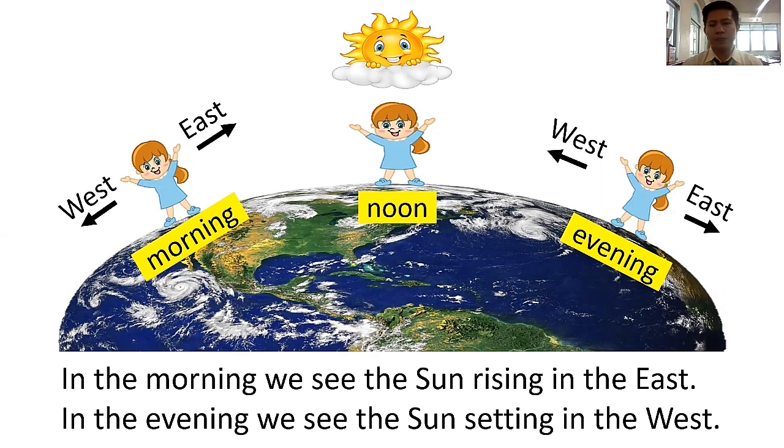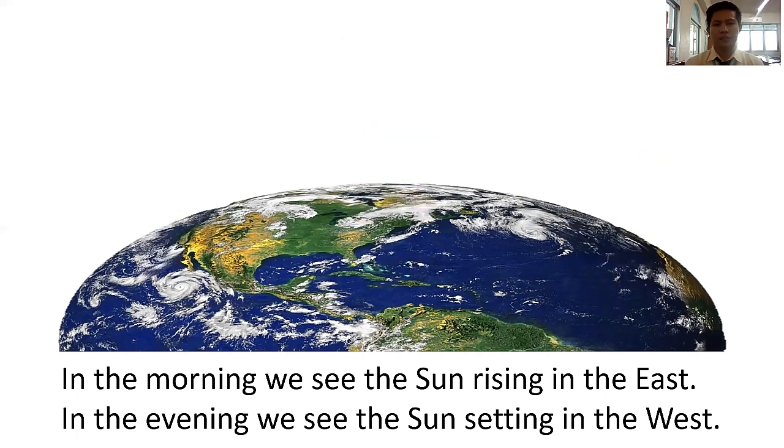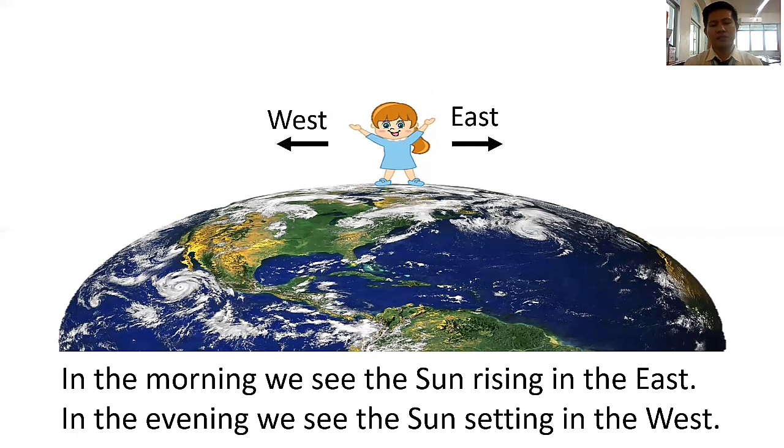Okay, so look at the example. According to here, in the morning we see the sun rising in the east. So the sun will rise in the east, and the sun will set to the west. Okay, another example here. This part is going to the east, and this part is going to the west.